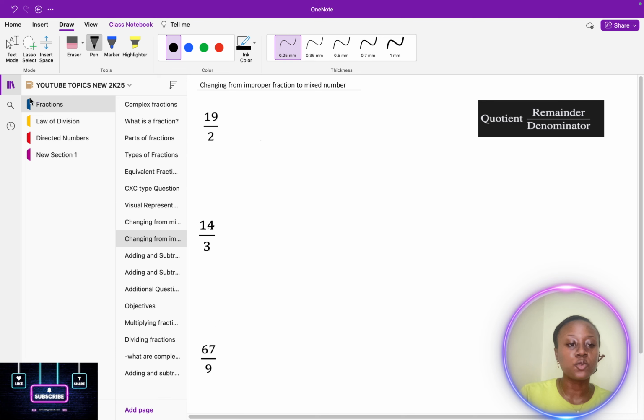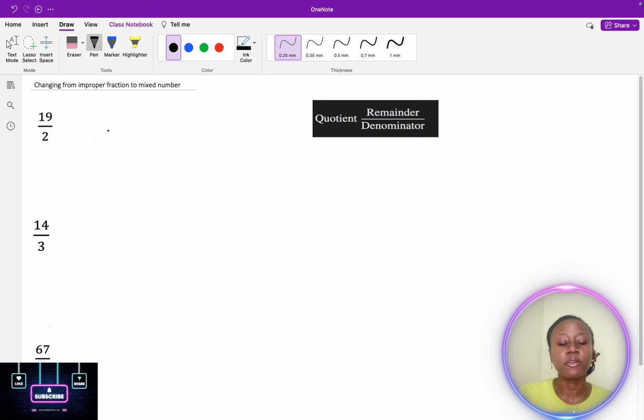Alright, so for part 2, we're changing now from an improper fraction to a mixed number. We want to go ahead and copy the denominator because it never changes. Now for the quotient or the whole number component, we're going to ask ourselves, how many sets of the denominator can I get from the numerator? How many sets of 2 are in 19? And that's going to be 9 sets of 2. Now, 9 sets of 2 means that we're not quite there to 19. We have a remainder of 1.